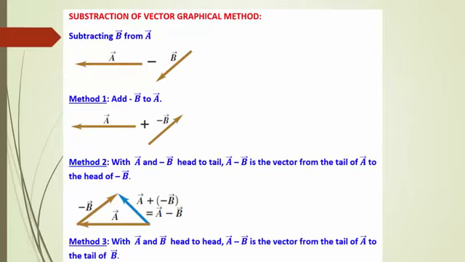Subtraction of vector, graphical method. Subtracting B from A. Method 1. Add minus B to A. Method 2. With A and minus B head to tail, A minus B is a vector from the tail of A to the head of minus B. Method 3. With A and B head to head, A minus B is the vector from the tail of A to the tail of B.